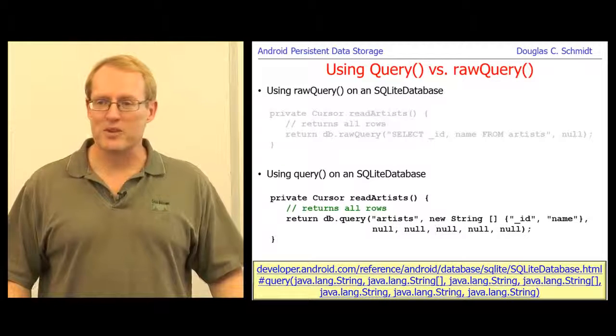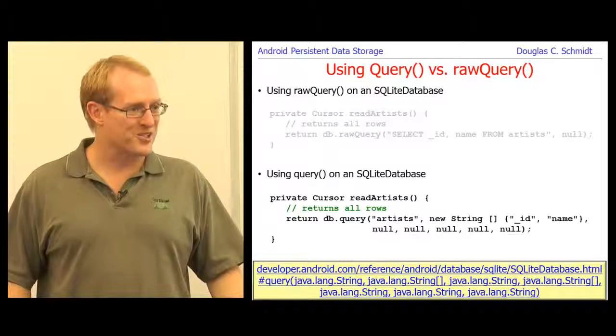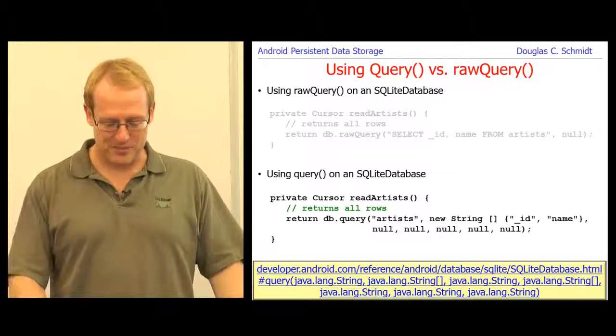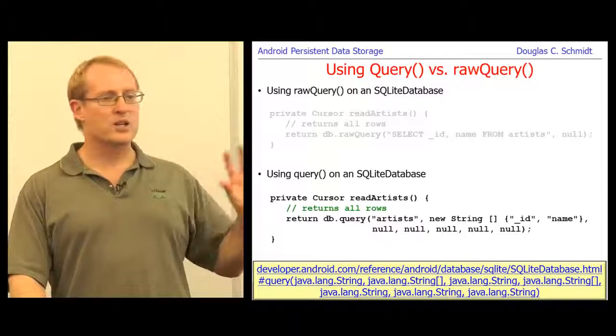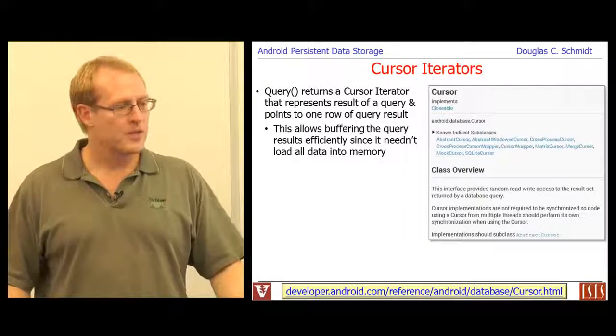This is, by the way, one of those situations where it would be nice if Java supported default parameters to method calls, because it gets kind of ugly after a while. You can get much, much more sophisticated, much, much more complicated than what I'm showing you here. That's just a simple example.